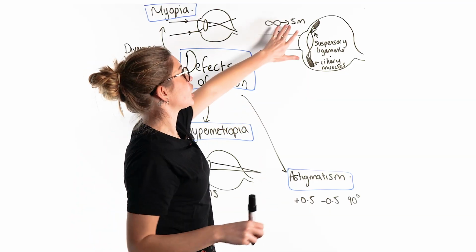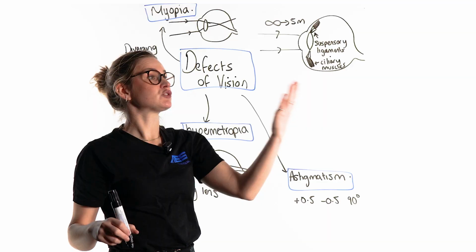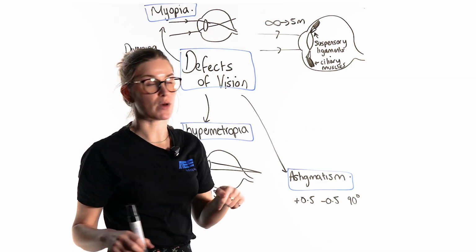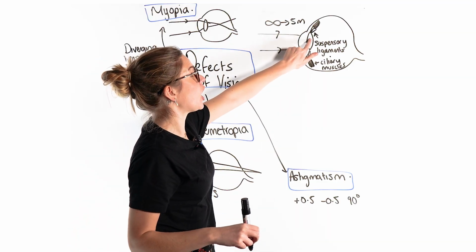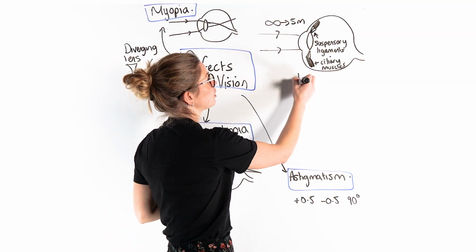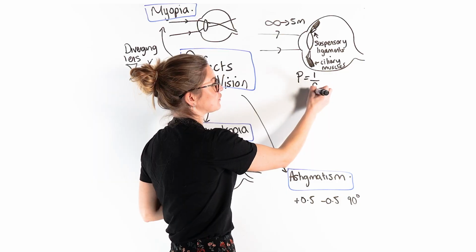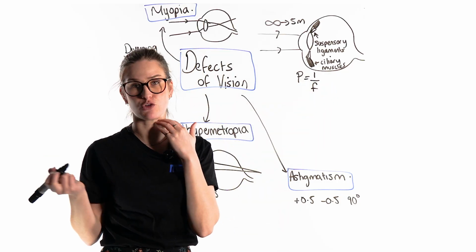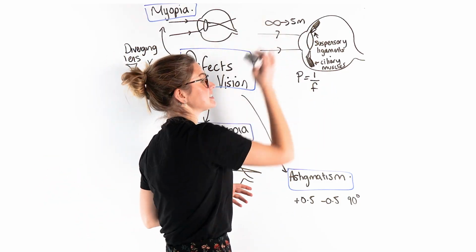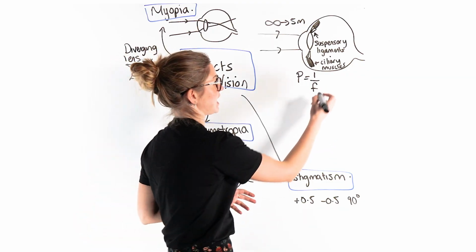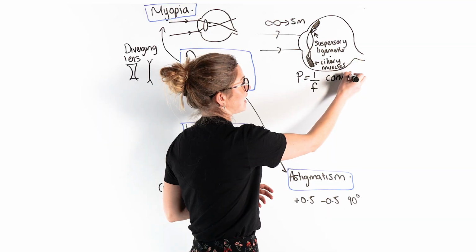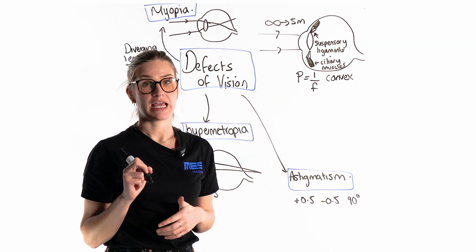But if I want to see anything closer than 5 meters, so something that's 1 meter away or 50 centimeters away, what I need is a more powerful lens. The power of a lens is equal to 1 over its focal length. So what is the focal point? The lens inside your eye is called a convex lens. A convex lens is a converging lens.